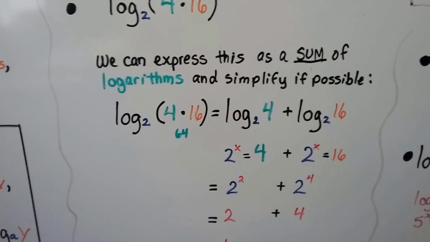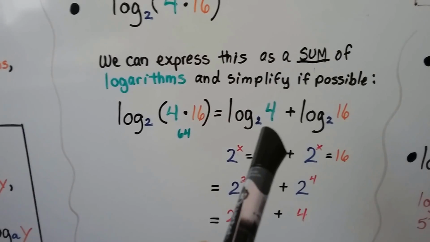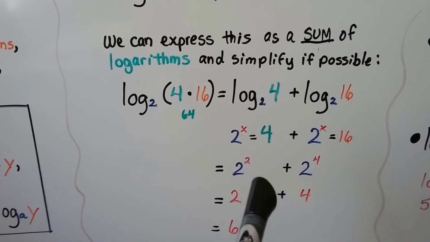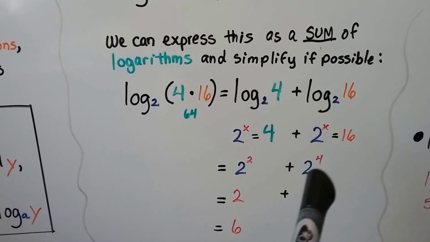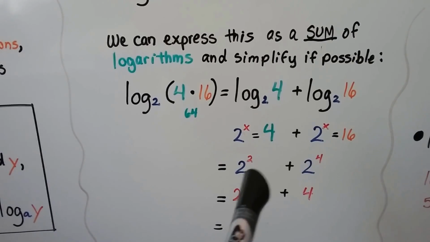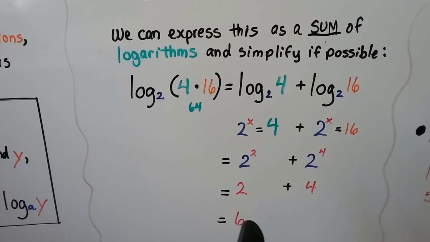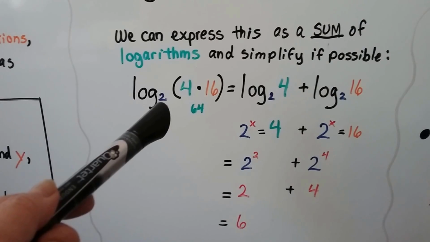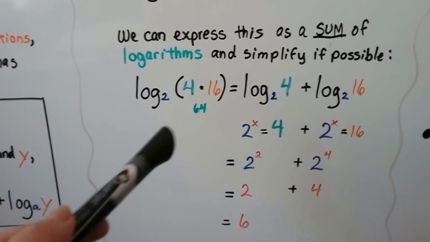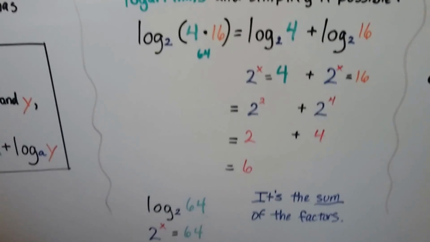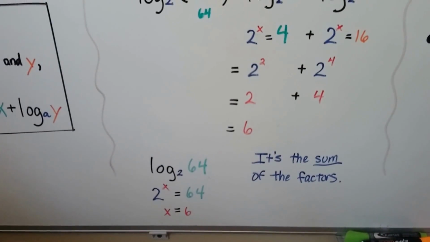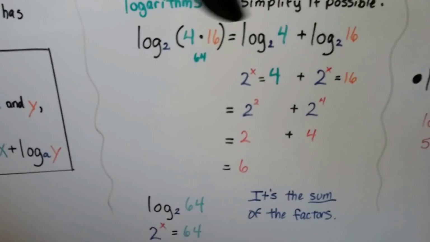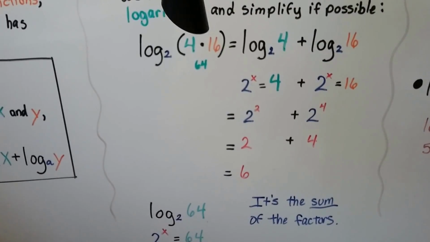Now we've learned in the last few videos that it's asking us 2 to the what power is 4 and 2 to the what power is 16. Well, 2 to the second power is 4, and 2 to the fourth power is 16. So our exponents are a 2 and a 4. So this is going to be a 6. It's the same thing as saying log base 2 of 64. 2 to the what power is 64? 6. 2 to the 6th power equals 64. It's the sum of the factors. See? This is the sum of these factors.